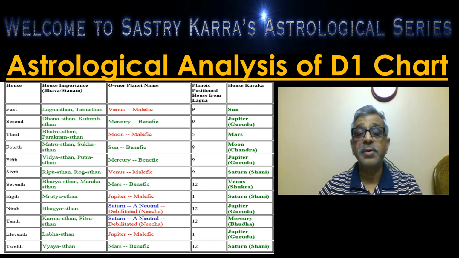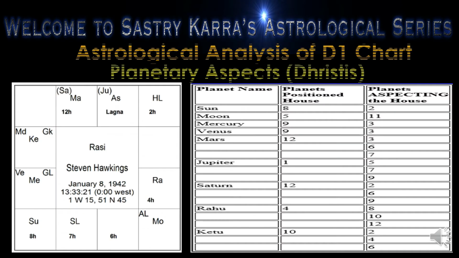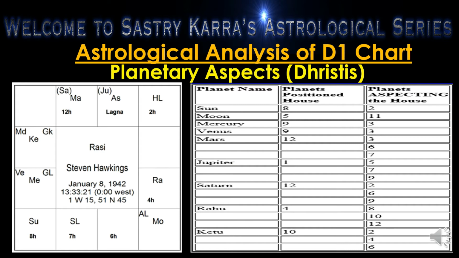Let's now start analyzing the planetary aspects, or drishtis, for all the planets. Basically, except Mars, Jupiter, and Saturn, all other planets have a direct aspect on the 7th house from their natal position. So let's start with that concept. The Sun, who is residing in the 8th house, became a functional malefic because it is residing in the 8th house. Now it is having a direct aspect on the 2nd house. The 2nd house is Marakasthanamo. So from the 8th house, the Sun is looking at the 2nd house.